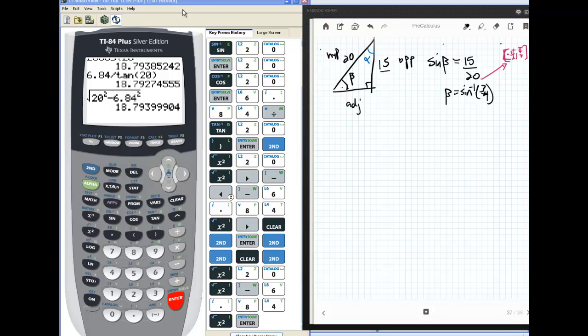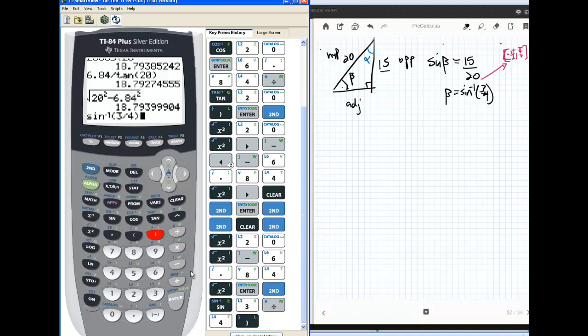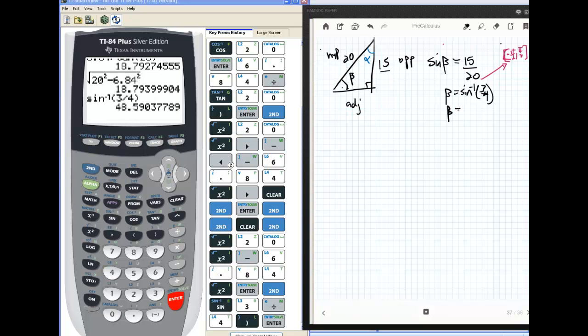All right, so let's stumble over here to my calculator, and we're going to go inverse sine of 3/4, and voila, remember I'm in degrees. Sweet. So it appears that beta is approximately, because I'm rounding here, 48.59 degrees.